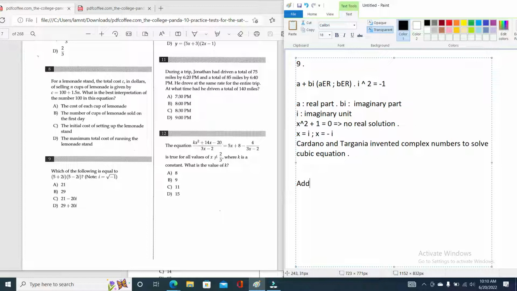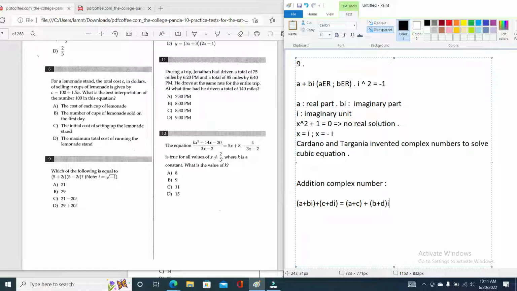So, addition of complex numbers. If the first complex number is a plus bi, plus the second complex number c plus di, then we add the real parts together and we add the imaginary parts together. The real part is a plus c, and the imaginary part is b plus d, so we add them together.